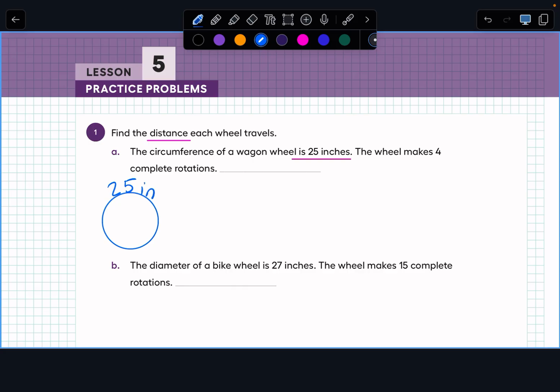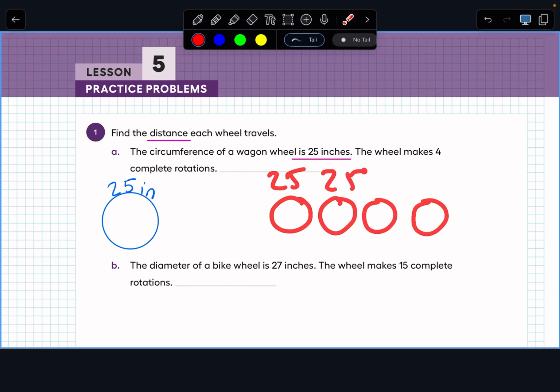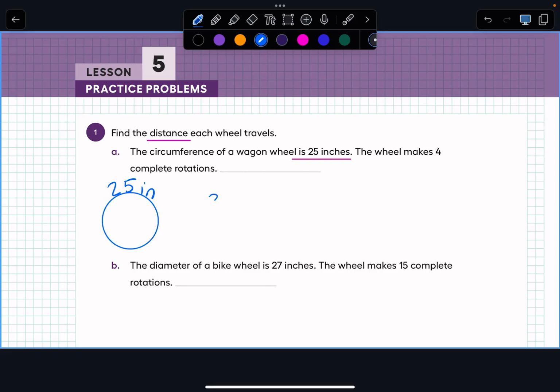If the wheel rotates 4 times, it rotates 1 time, and what we learned is that when a circle rotates, that is the circumference of the circle. The fact that it rotates 4 times, that would be 25, 25, 25, 25. So all you have to do is take the circumference times 4, and you would get 25 times 4, which is 100. 100 inches is how much the wagon wheel rotated.